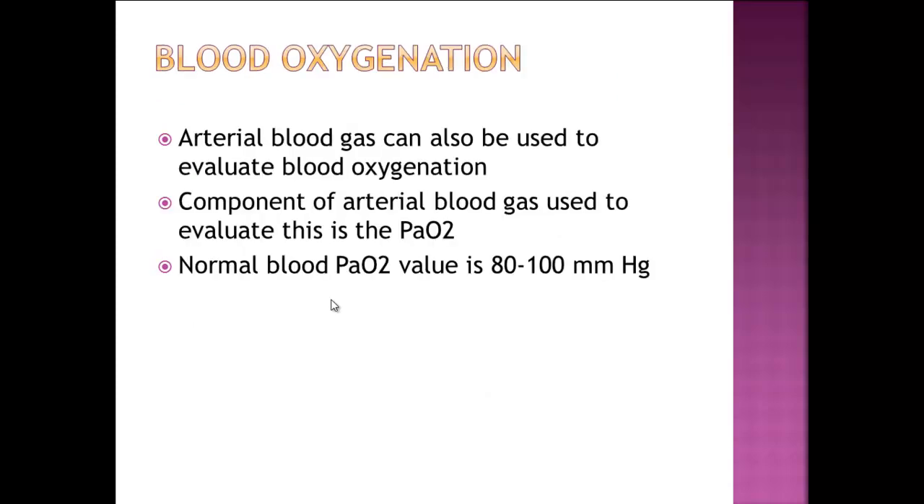Let's finish up talking about blood oxygenation, because we also use the arterial blood gases to evaluate our blood oxygenation. The component of the arterial blood gases used to evaluate this is pretty much just the partial arterial pressure of the oxygen in the blood. The normal partial arterial pressure of oxygen is 80 to 100 millimeters of mercury.